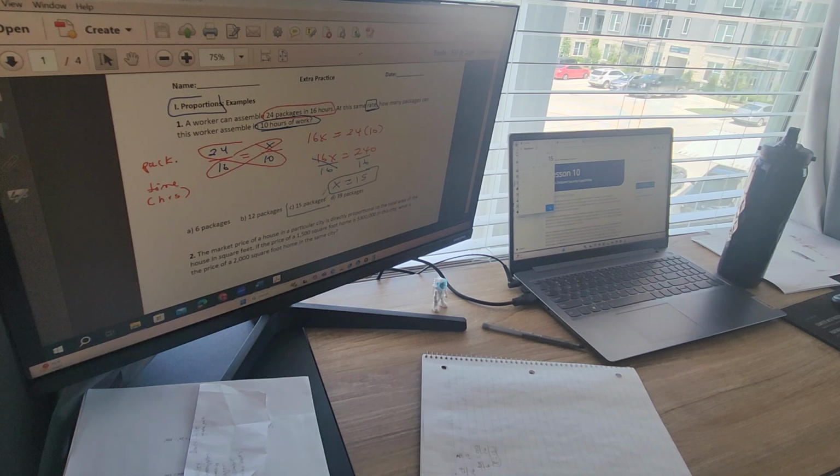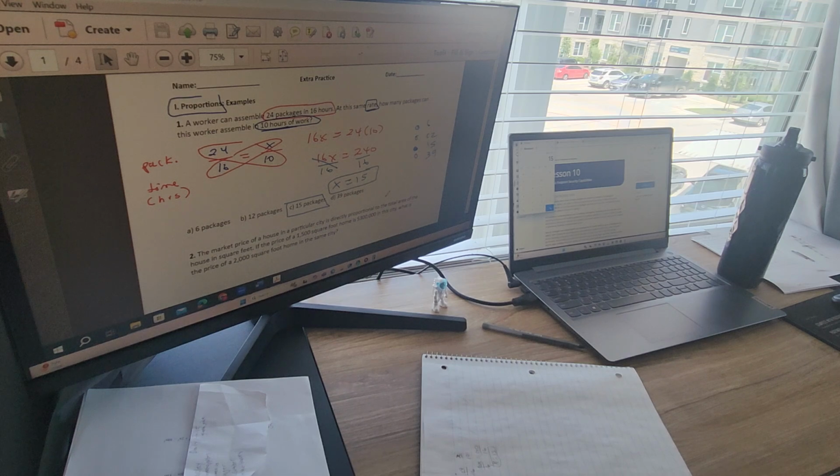So the answer here would be C. And of course, TSI doesn't have A, B, C, it just has those little circles and the numbers next to it, so it would be 6, 12, 15, 39. So you would circle in the 15.